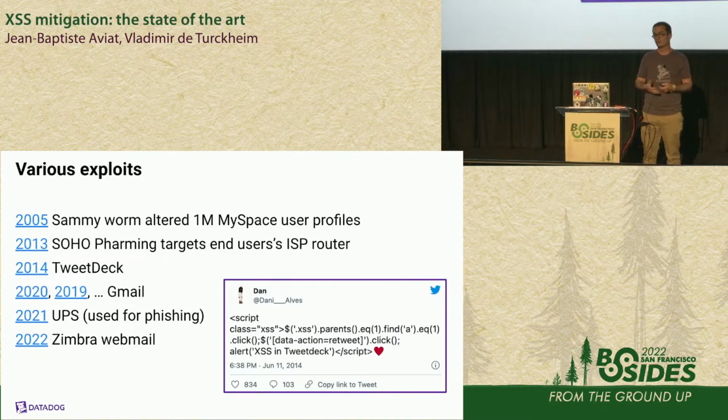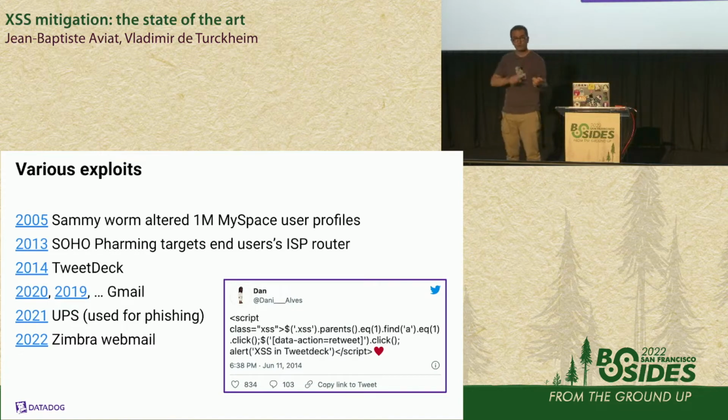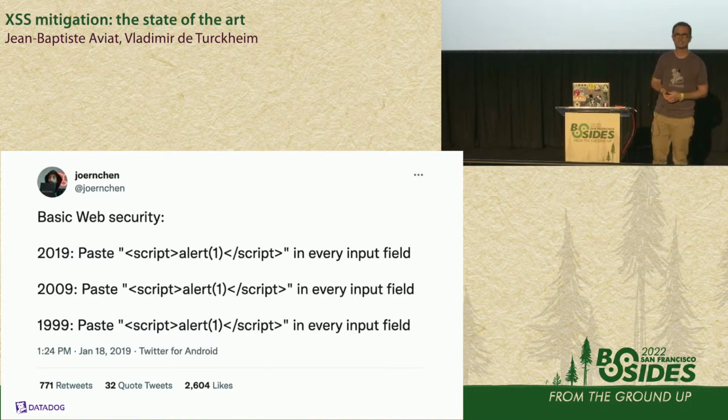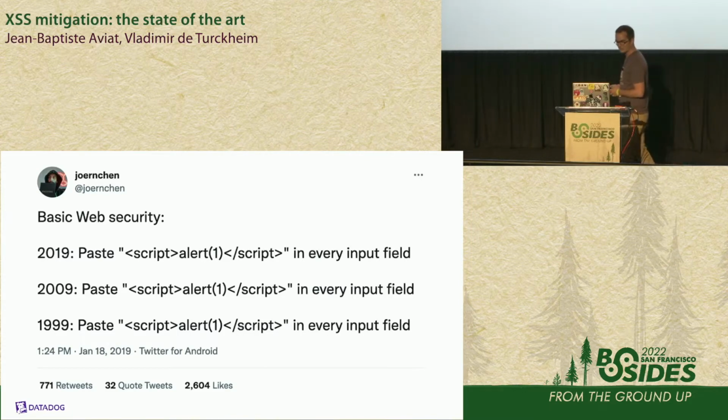And the most famous one is probably from 2005. I'm not sure we had any with a similar or as spectacular outcome. That was the Samy worm, which altered like 1 million MySpace profiles. So that's basic web security, right? It didn't change much in the way you exploit cross-site scripting.